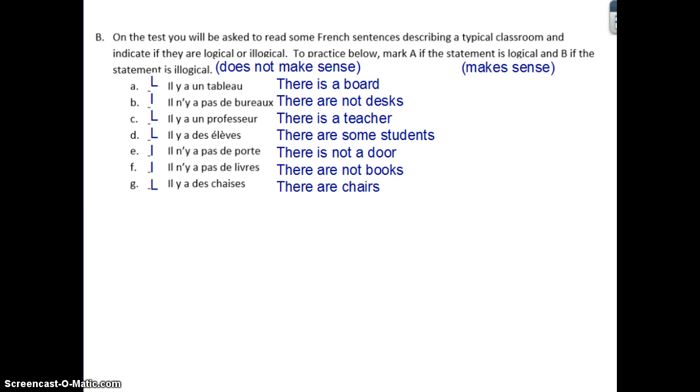So what I did on this, as far as what you're seeing on your screen now, is you're actually seeing the translation of the sentences. Not because that's what you'll have to do, but just to make clear why I marked them as either L for logical or I for illogical. Technically, I guess I was supposed to use A's and B's instead, but if you want to do the same on your test, you'll be fine.